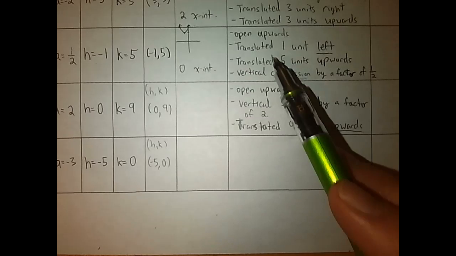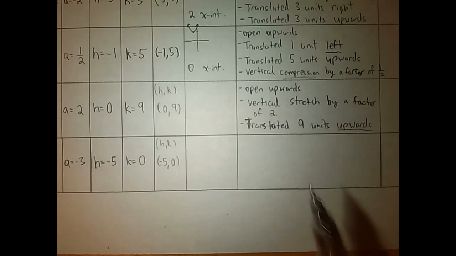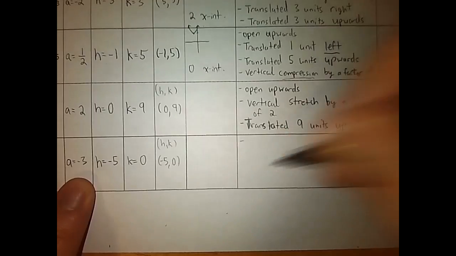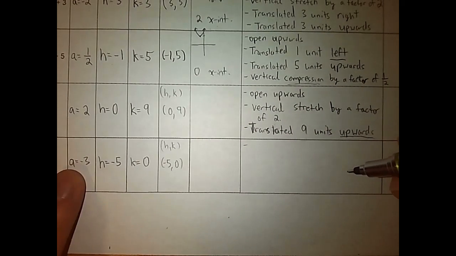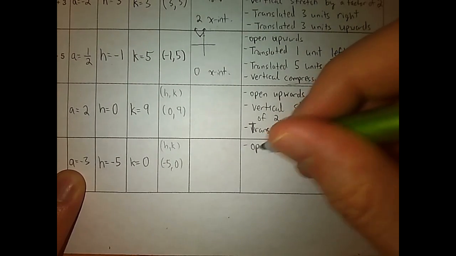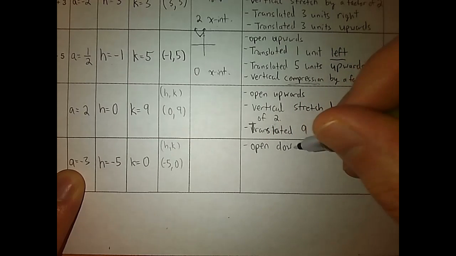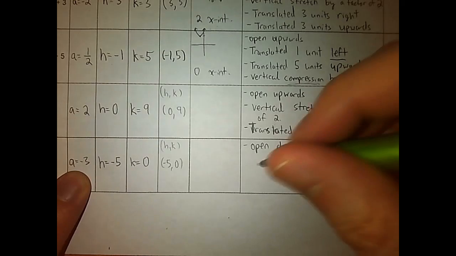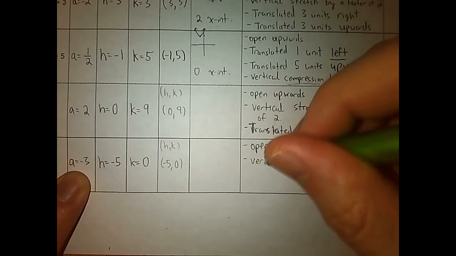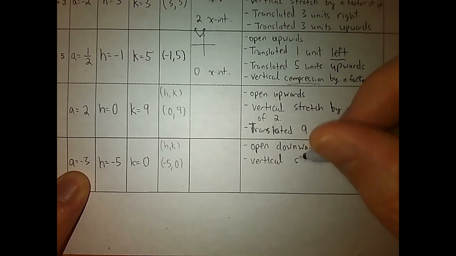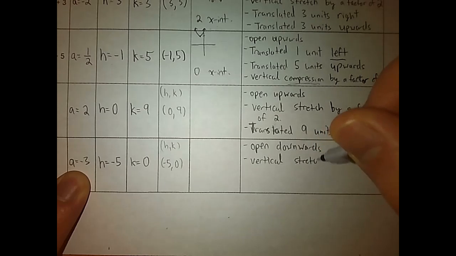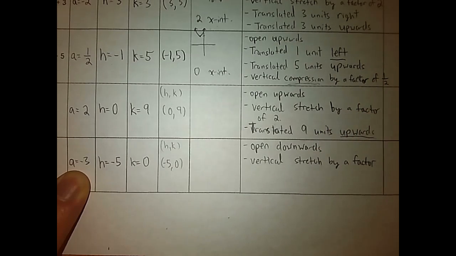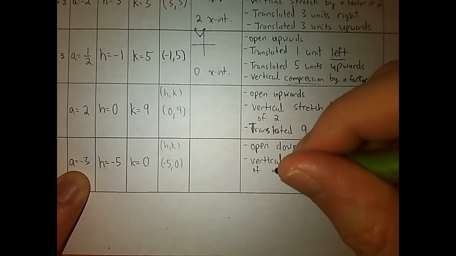I think this is the main part of the lesson here, understanding what the vocabulary and what these letters represent. So we have a is negative 3 now. Because it's a negative number, the parabola will open downwards. Since the a value is a whole number, we're going to have a vertical stretch by a factor of 3.